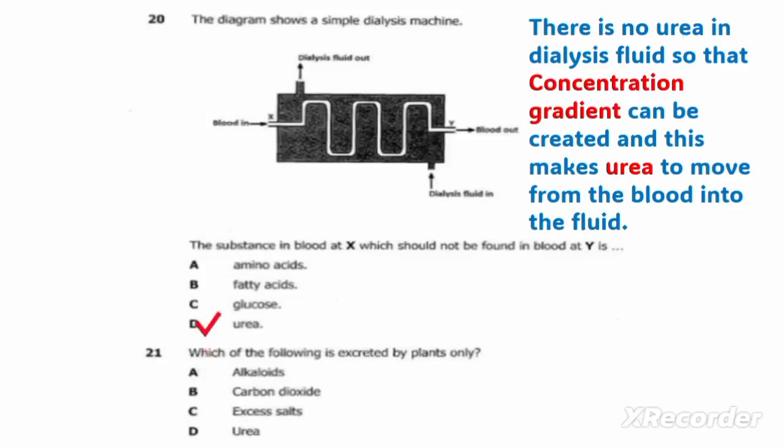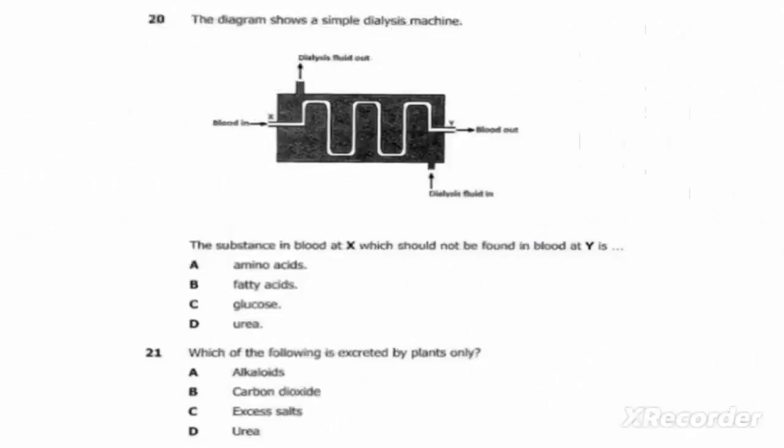So the substance we are talking about is urea. So we want to get rid of urea. Question 21, the question reads, which of the following is excreted by plants only? A. Alkaloids. B. Carbon dioxide. Carbon dioxide can be excreted by animals also. Excess salt can be excreted by animals also. Urea can be excreted by animals also.